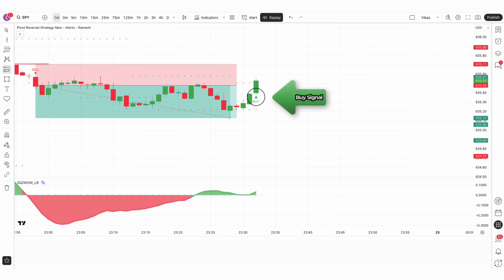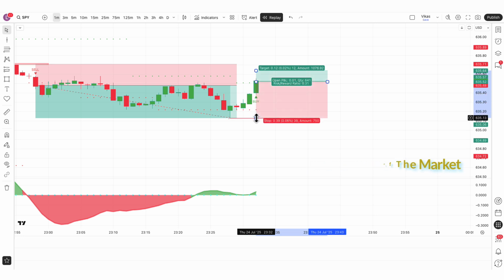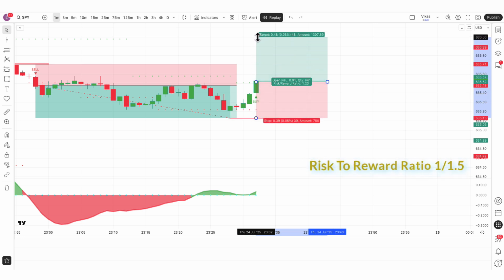Here the pivot reversal indicator gives us a buy signal. Here the squeeze momentum indicator shows a green area. Here the market has made a bullish candle to give confirmation. So all our conditions are being fulfilled, so we are placing an order to buy. Our stop loss is to be placed at the previous low of the market, and the risk to reward ratio will be 1:1.5.